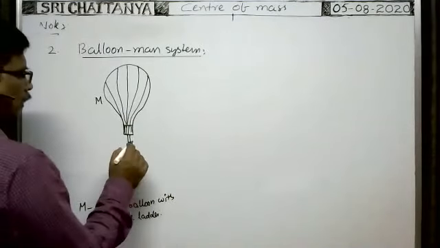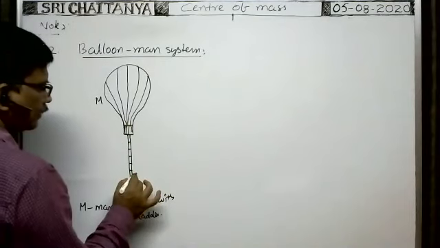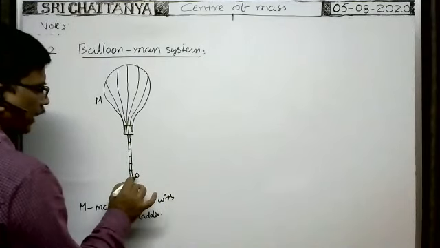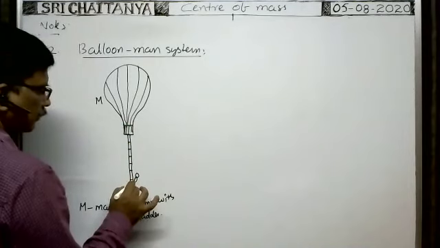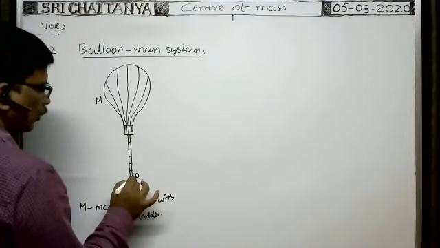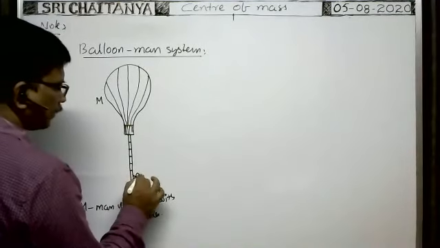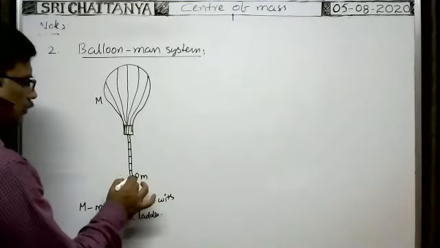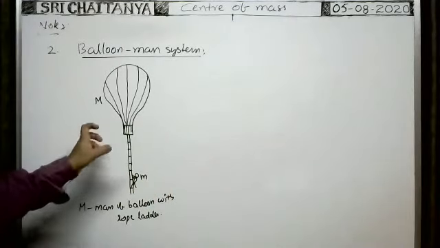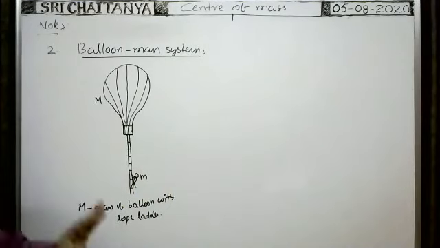Okay. Now a man stands by, holding the rope ladder. The man stands at the lower end, like this. Mass of the man, small m. So the man, holding the rope ladder, stands at the lower end of the rope, like this.